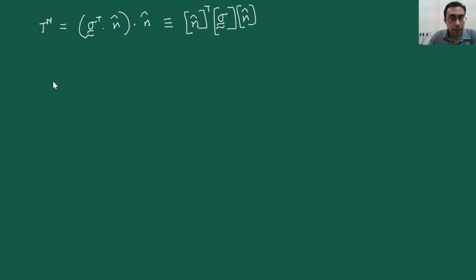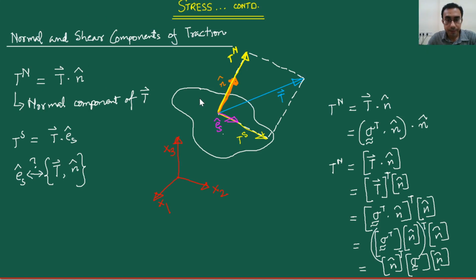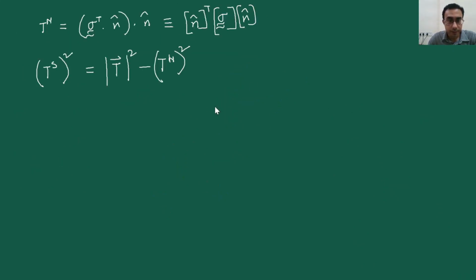You also note that we have this relation to be true. Ts square should be equal to the magnitude of the T vector, squared, and then Tn square. So basically what we are doing is we are utilizing the fact that the Tn, the Ts and the T vector geometrically make up a right angle triangle. So basically we are using Pythagoras' theorem to write this as Ts square plus Tn square is equal to the magnitude of the T vector square. That's what I have written here.